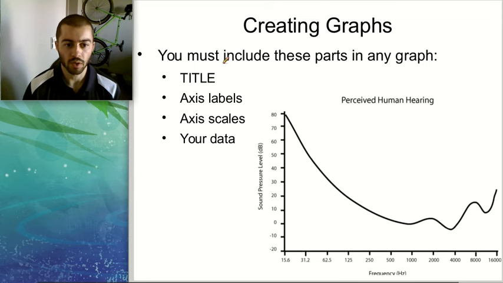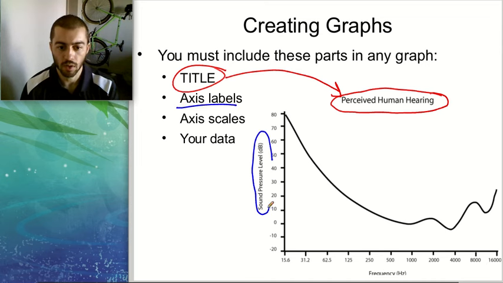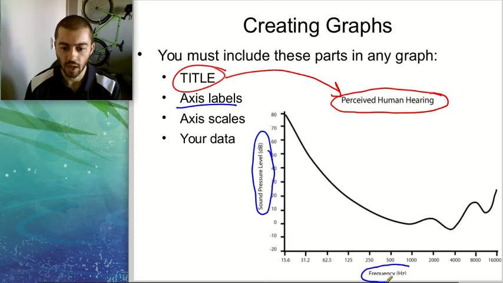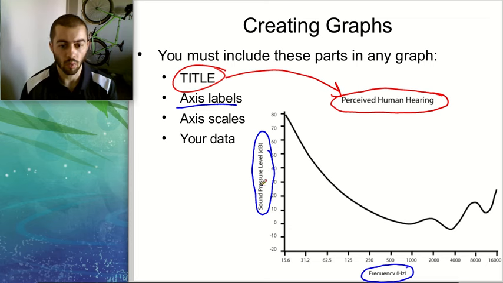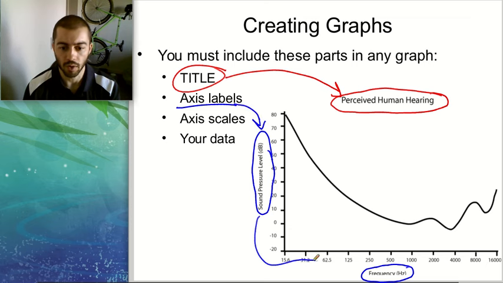So when we're doing this, you need a title on your graph. So the title of this graph is perceived human hearing. So how much we can hear at each different pitch or frequency level. So the title of the graph tells us what we're actually looking at. You also need axis labels. Axis labels tell us what is represented on each of the axes. The x-axis in this case is frequency, and the y-axis is sound pressure level, or basically the intensity of the sound. So the axis labels are very important as well.